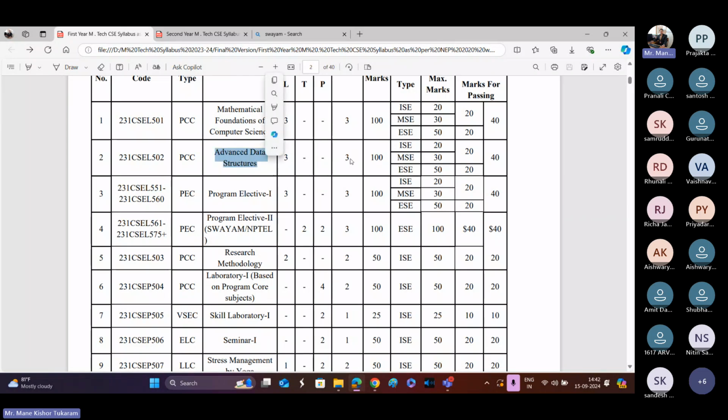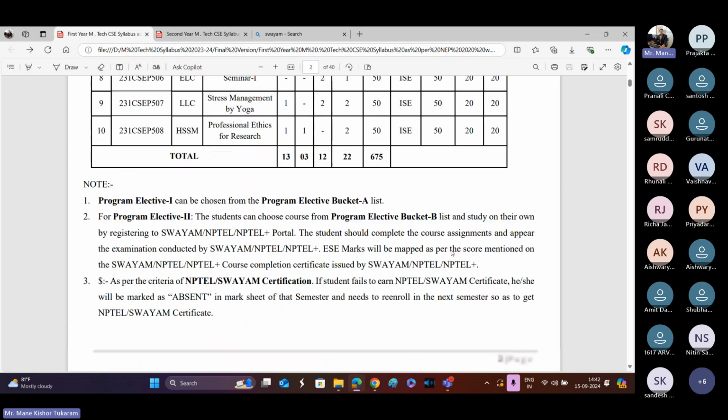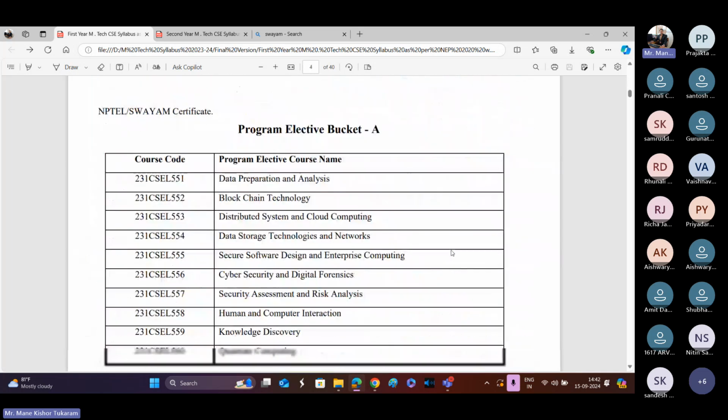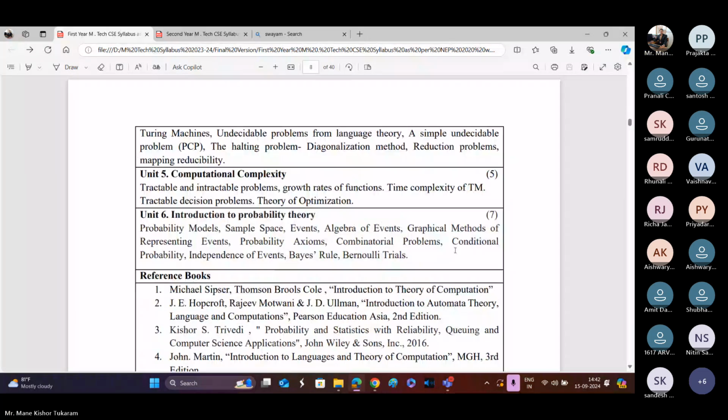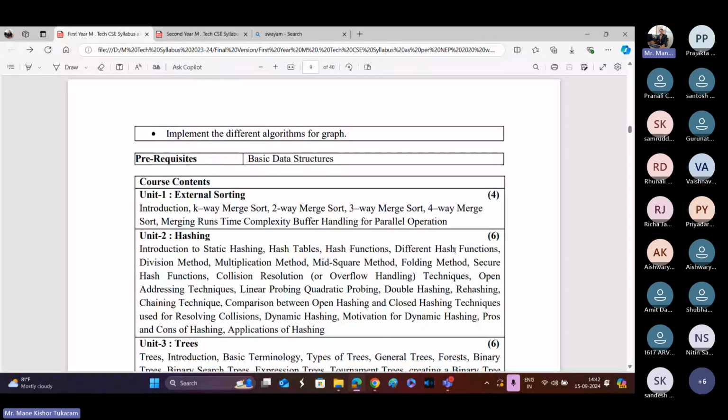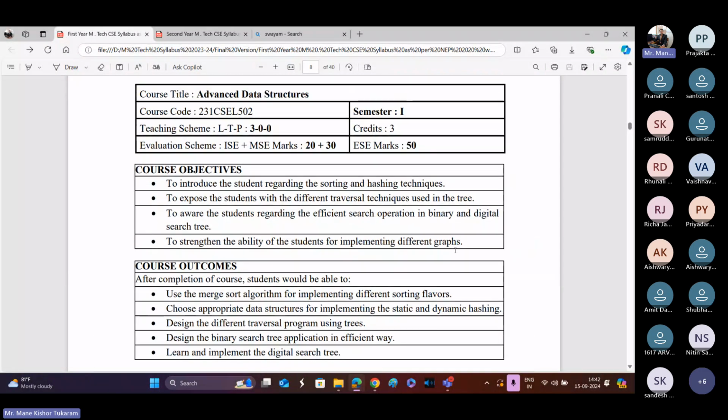It has ISC 20 marks, MSC 30 marks, and ESC 50 marks, and a few laboratory experiments under the lab work. Okay, so this is the syllabus related to Advanced Data Structures.